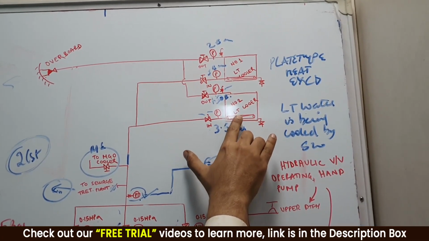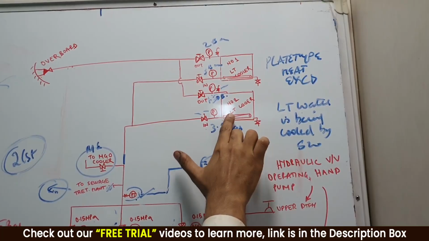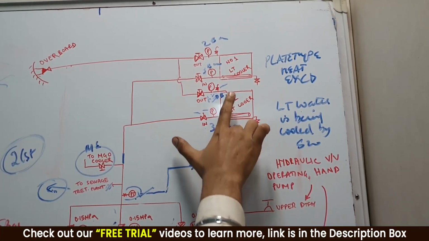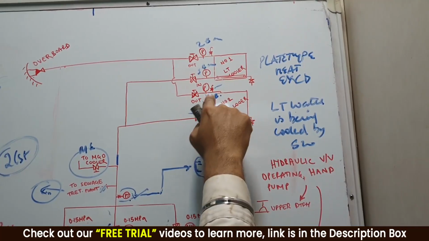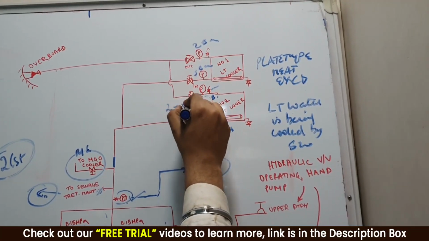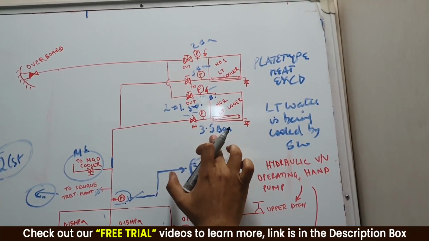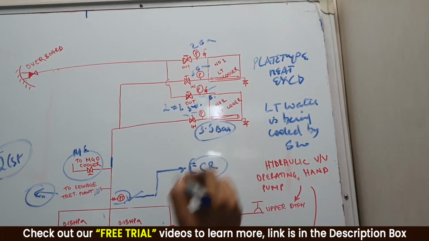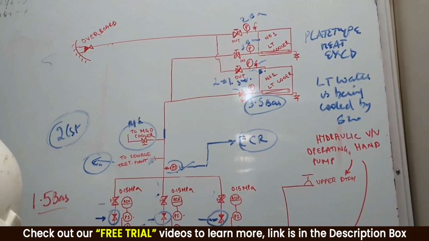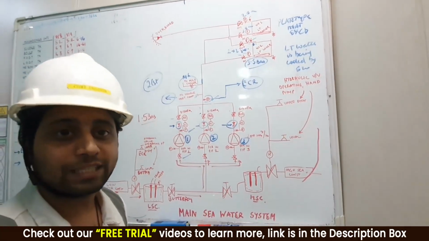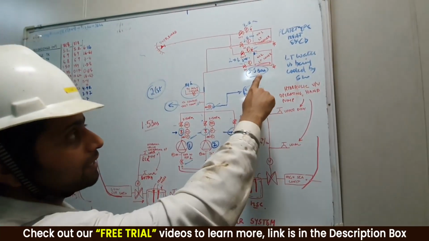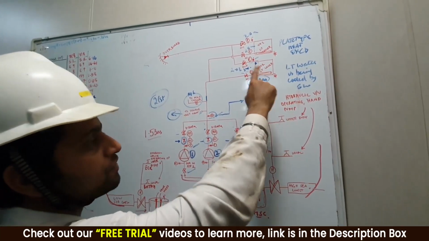So if your filter is getting choked, what will happen? It will not let the water go in easily. If the water does not go, the outlet pressure is going to decrease from 2 bars to 1.5 bars, and also the inlet pressure is going to increase from 3 to 3.5 bars. Normally when we talk about a filter, we say that when the suction pressure is dropping, that means the filter is getting choked. But over here, if the pressure is increasing, that means the filter is getting choked.